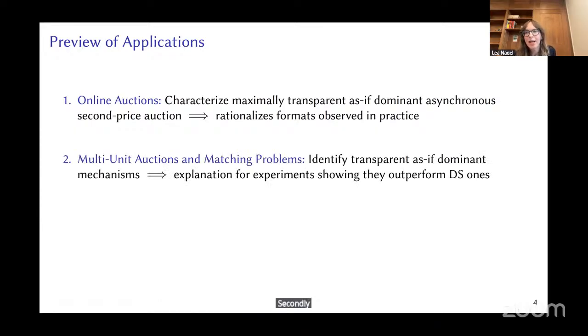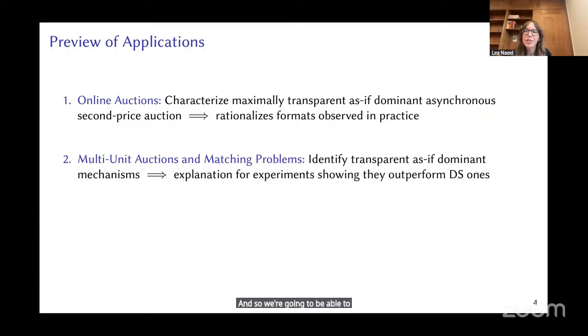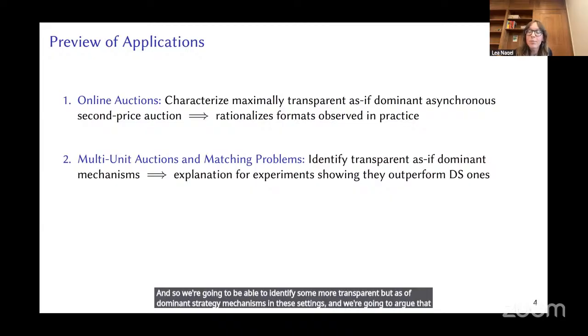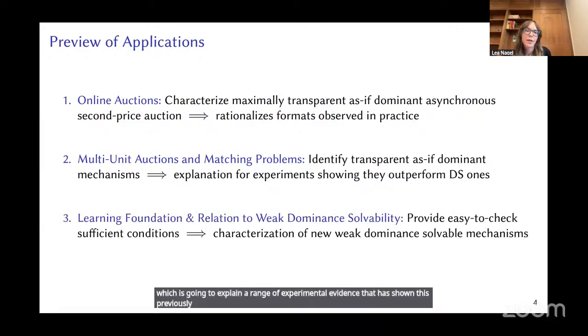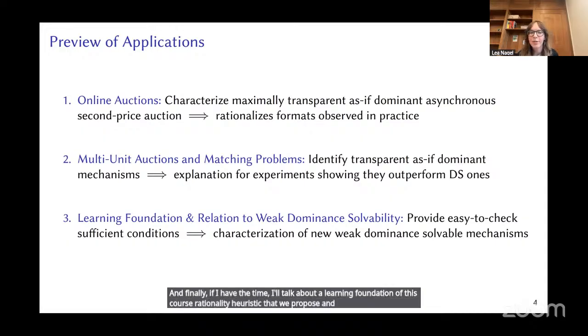Secondly, we're going to apply our framework also to some other application settings, in particular multi-unit auctions and matching problems, which are settings in which dominant strategy incentive compatibility and transparency are particularly incompatible with each other. And so we're going to be able to identify some more transparent but as-if dominant strategy mechanisms in these settings, and we're going to argue that these might outperform their less transparent dominant strategy counterparts, which is going to explain a range of experimental evidence that has shown this previously. And finally, if I have the time, I'll talk about a learning foundation of this coarse rationality heuristic that we propose and its relationship to weak dominance solvability.